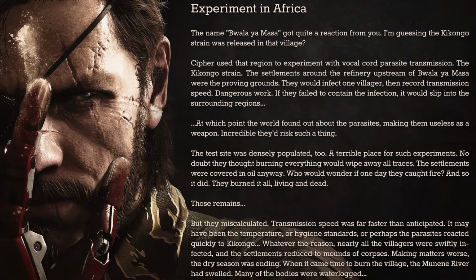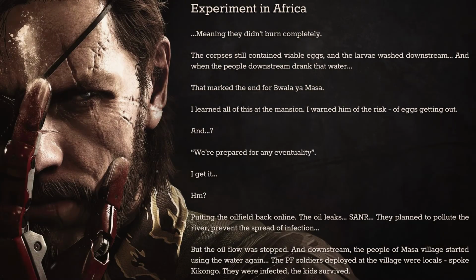Transmission speed was far faster than anticipated. It may have been the temperature, or hygiene standards, or perhaps the parasites reacted quickly to Kikongo. Whatever the reason, nearly all villagers were swiftly infected, and the settlements reduced to mounds of corpses. Making matters worse, the dry season was ending. When it came time to burn the village, the Moneni River had swelled. Many of the bodies were waterlogged. Meaning they didn't burn completely. The corpses still contained viable eggs, and the larvae washed downstream. And when the people downstream drank that water, that marked the end for Bwala Yamasa.